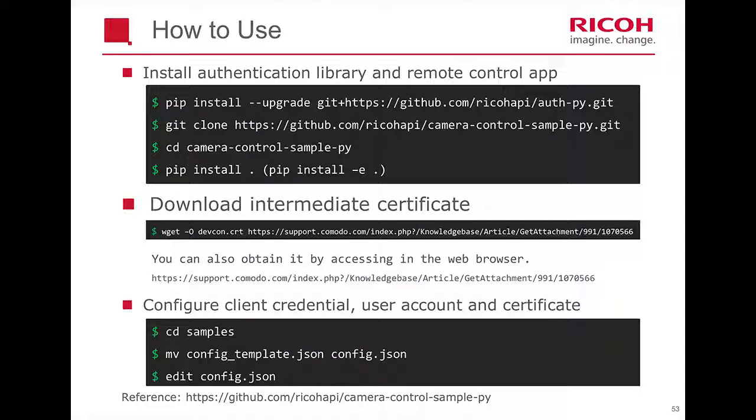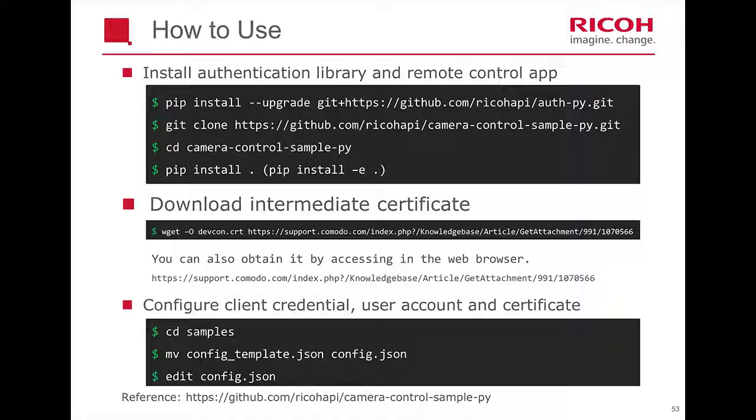Here, I will explain about the procedures to use the Python version of the library. They can be grouped into three major steps. The first step is to install the authentication library and remote control application. The second step is to download the intermediate certificate. The third step is to configure client credentials. The intermediate certificate is required to encrypt the message communication channel.